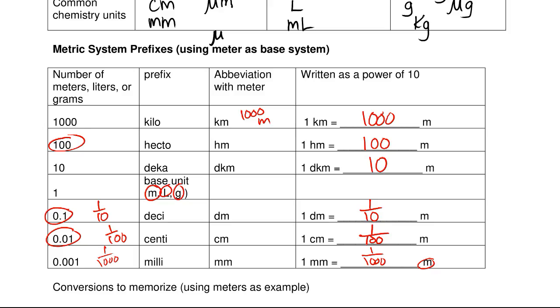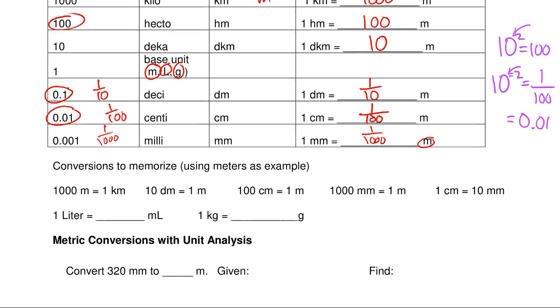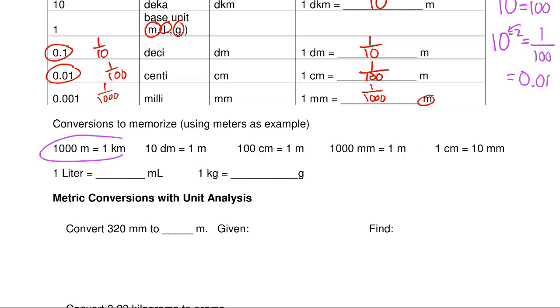A review of notation. If you know that 10 squared equals 100, when you have a negative exponent, like 10 to the negative 2, that's the inverse, so it'd be 1 over 100, which is equivalent to 0.01. So negative exponents mean a number less than 1, positive exponents mean a number greater than 1. Here are some conversions you have to memorize, these ones that we just went over.